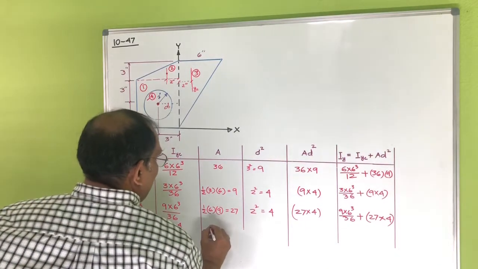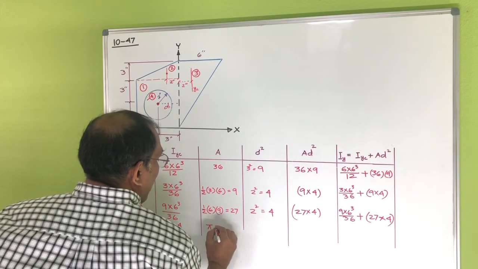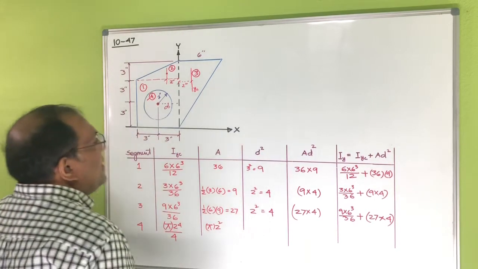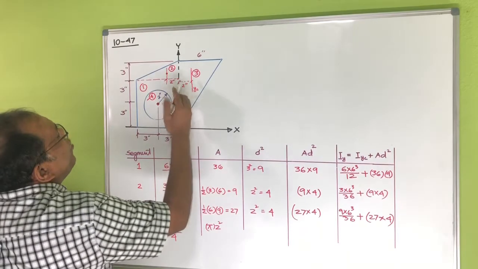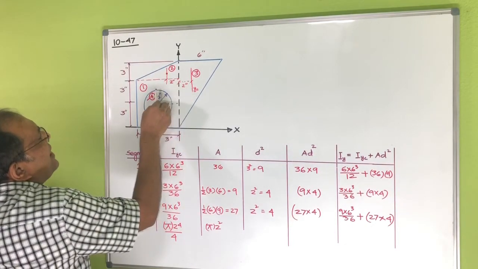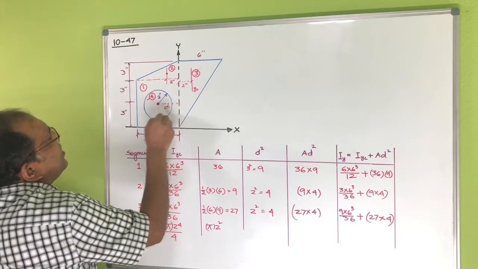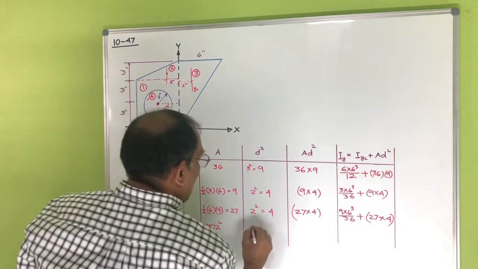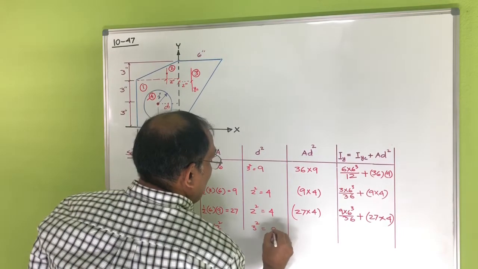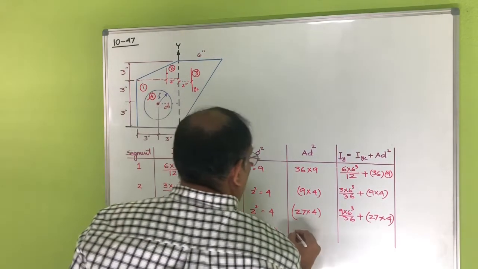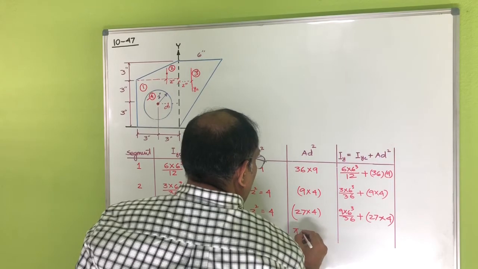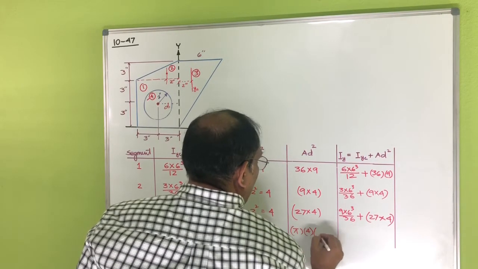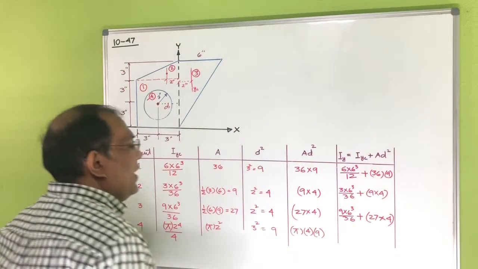The area is pi r square. Then the d from the y-axis to the parallel axis here, so that's actually 3, right? From here to here is 3. So 3 squared, that's 9. So AD squared would be pi into 4 into 9, okay?